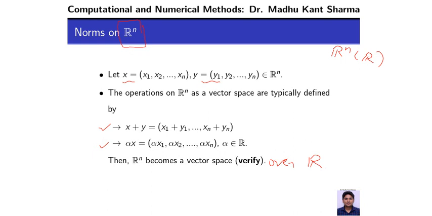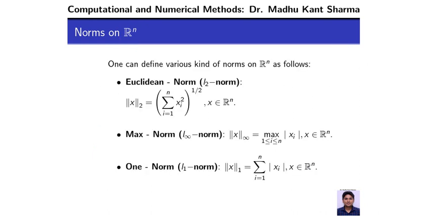So let's see what are the available norms on Rn. One can define various kinds of norms on Rn that you have also seen during your linear algebra course. Here is one, the Euclidean norm, defined by taking the square of each entry, summing, and then taking the square root. If you recall, what is this? This is the length of the vector.